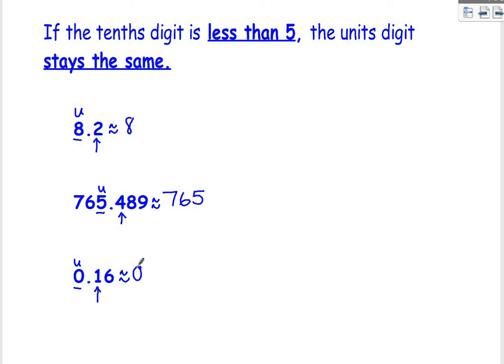So just to summarise at this point, when rounding to the nearest integer or whole number, we look at the digit in the tenths column, the digit after the decimal point. If that number is 5 or more, so 5, 6, 7, 8 or 9, then you increase the units digit by 1. However, if the number in the tenths column, so the number after the decimal point, is less than 5, so if it's 0, 1, 2, 3 or 4, the digit in the units column stays exactly the same.